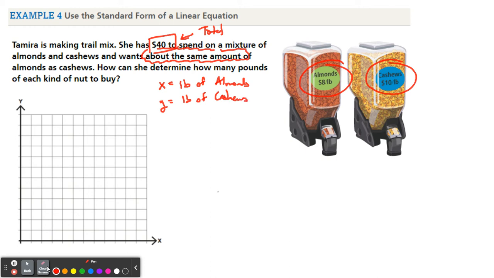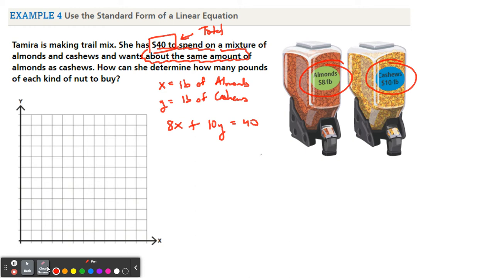Okay, and let's set up our equation. It costs $8 per pound of almonds, so that's 8x, plus $10 per pound of cashews, that's 10y, and we have $40 to spend. So there's our equation.